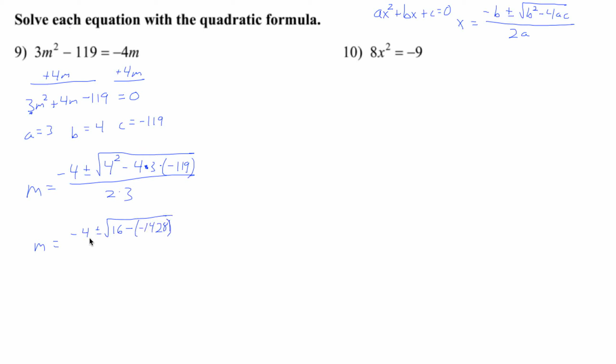But now we want to combine these. Actually, let's put over 6. So we have m equals negative 4 plus or minus the square root of 1,444, because 16 minus a negative is positive, over 6. And the square root of 1,444 is, so the first thing you want to do is check with your calculator to see if it's a perfect square. And in this case, it is. It's 38.